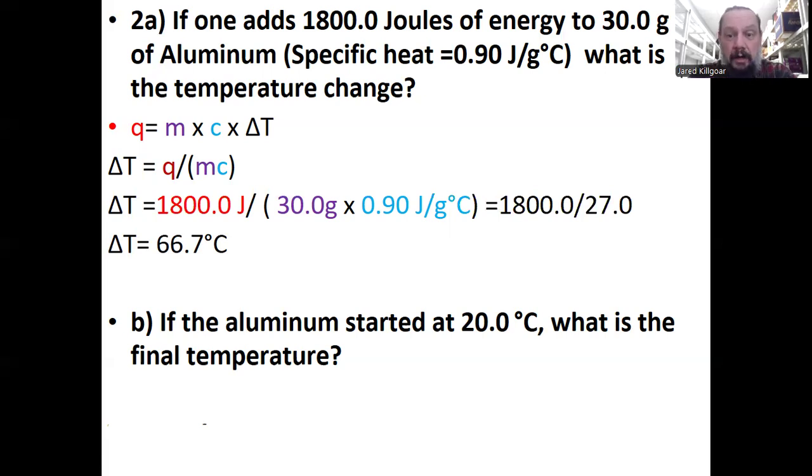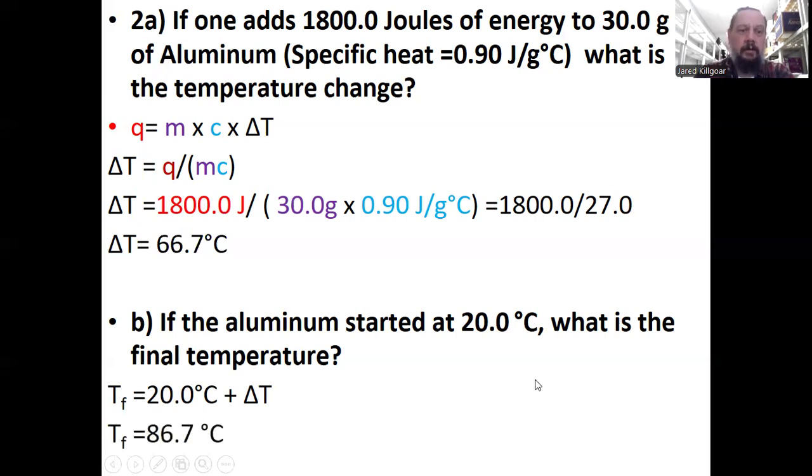If the aluminum started at 20 degrees Celsius, what is the final temperature? Well, I'm starting at 20 and my change is 66.7. I'm adding energy. You do need to pay attention to the context of what you're trying to solve. And I just simply add: my final temperature comes from adding my initial temperature to my temperature change. And we know it's adding because I'm adding energy to it. So I get 86.7.